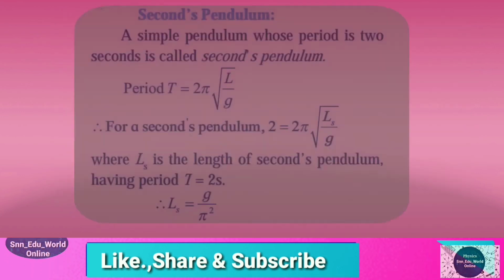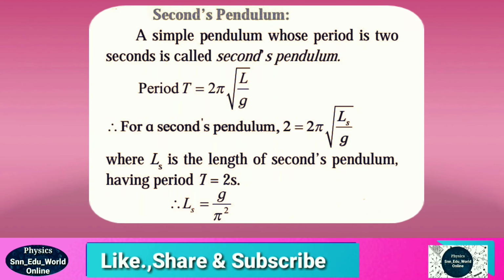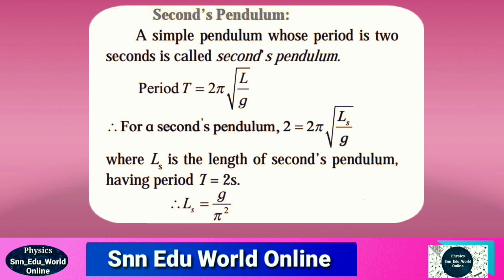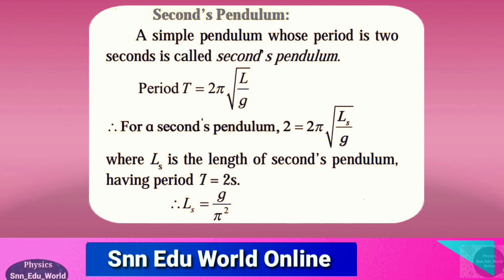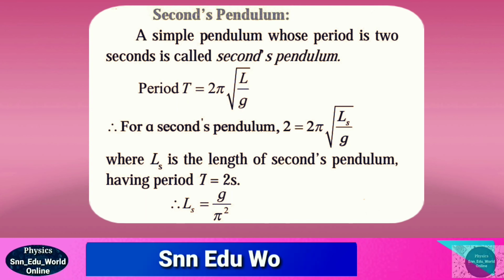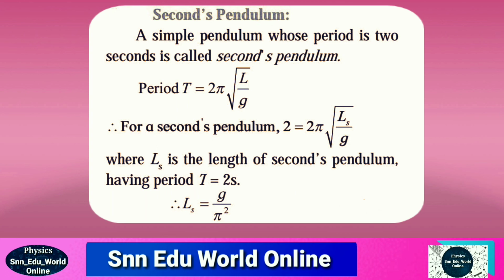Now there is a special case called the seconds pendulum. The simple pendulum whose period is 2 seconds is called a seconds pendulum. Exactly 2 seconds is its time period. So what must be the length of the seconds pendulum? For that we will solve this.